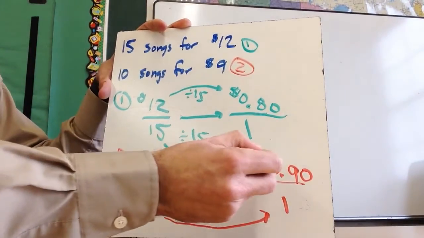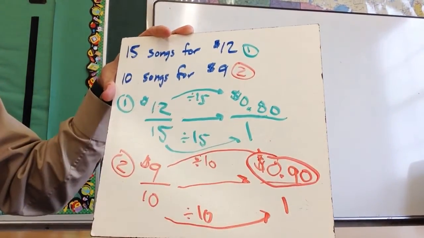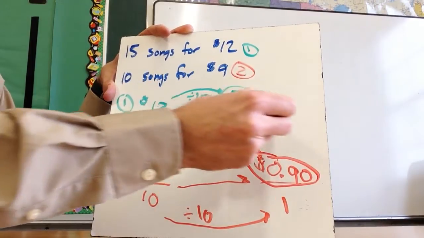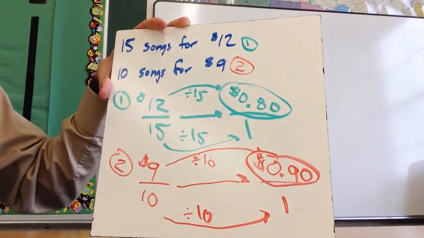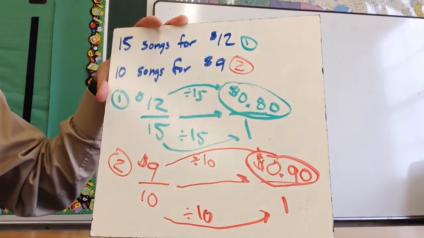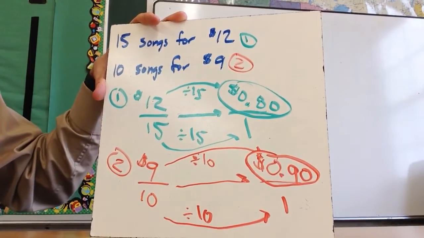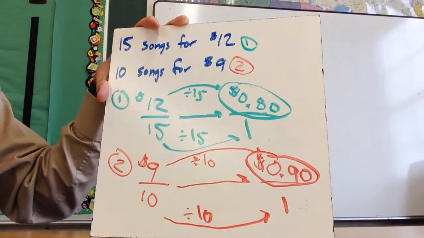per song. So I get 90 cents per song if I go with option 2, and I would get 80 cents per song if I go with option 1. So in this particular example, option 1 would be a better deal for me. I would be paying 10 cents less per song for this option.